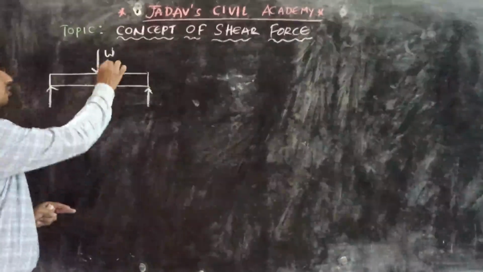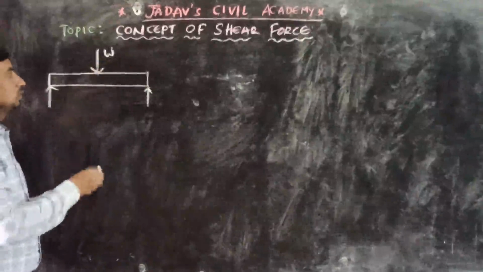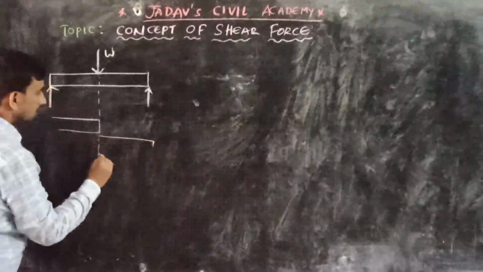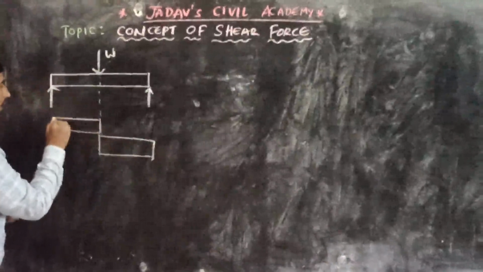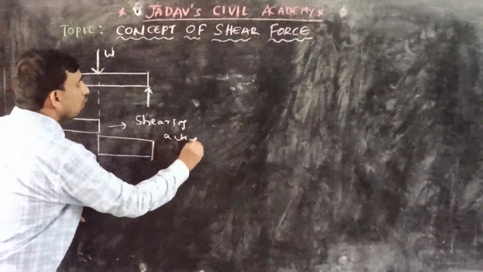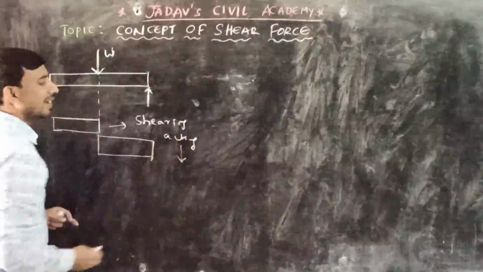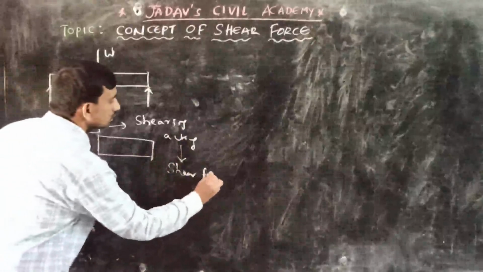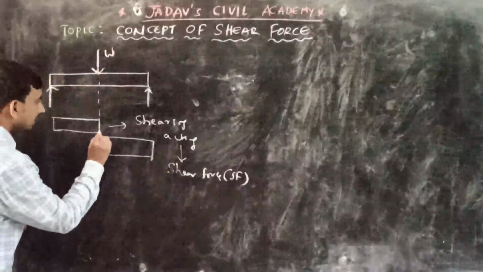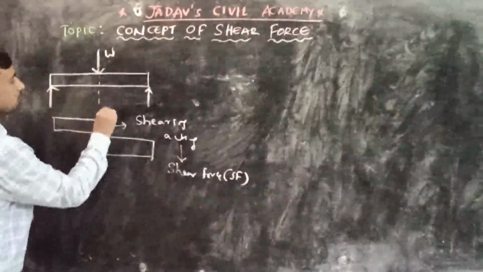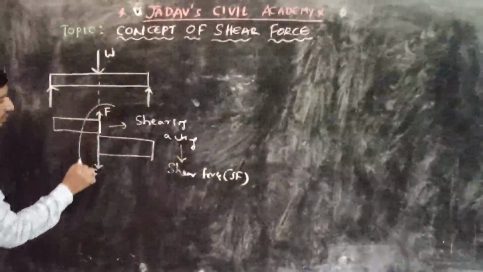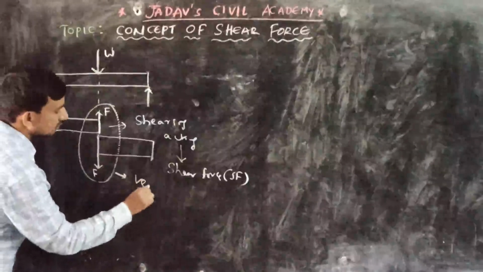Let us assume that because of the application of this load W, your beam is going to split into two parts like this. It is the splitting of this beam into two parts due to a shearing action. The force which is responsible for this shearing action is called shear force. It is simply abbreviated as SF. This shear force is acting tangential to the cross section of the split portion, and tangential to this other split portion. And these shear forces are vertically unbalanced forces.